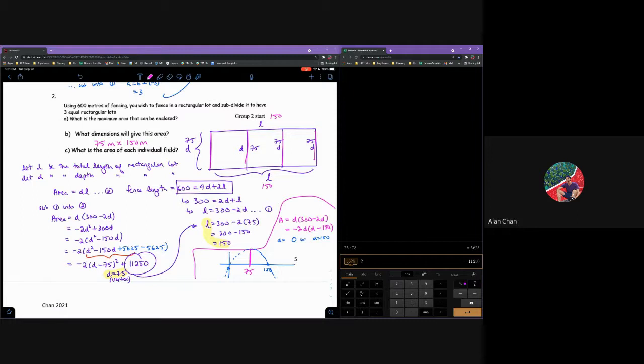What's the area going to be? Well, all you gotta do is 75 times 150. We also got the answer over here when we did vertex form, right? Because this is the vertex. The vertex is representing the x-coordinate, which is d, and then of course the y-coordinate is area. So it should be 11250.